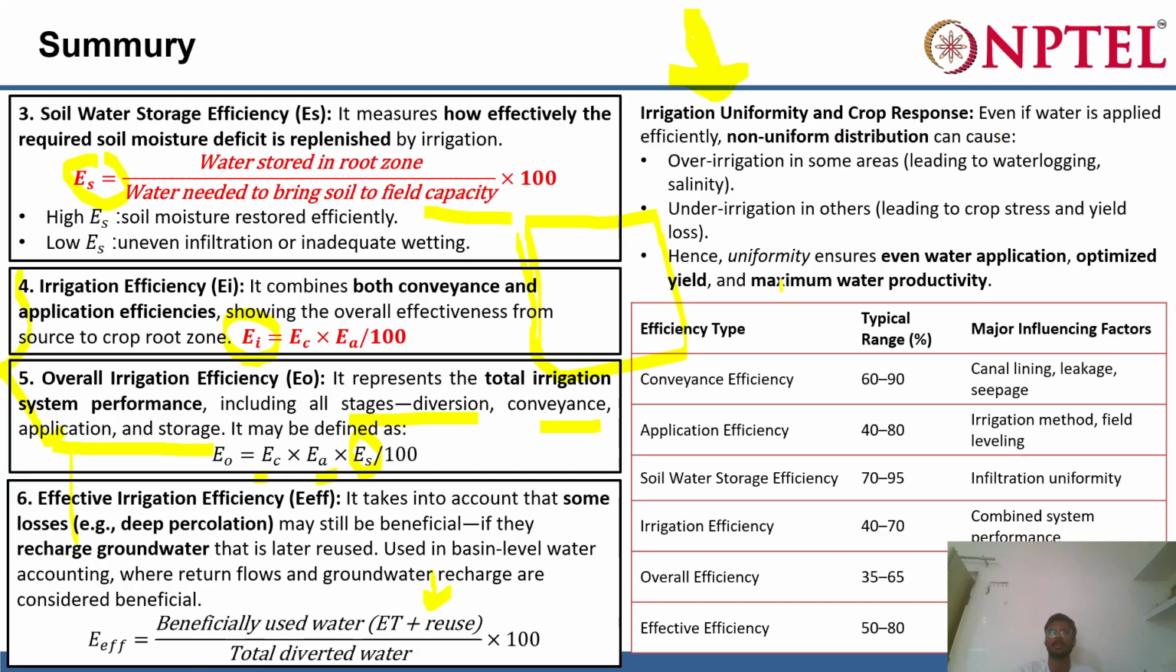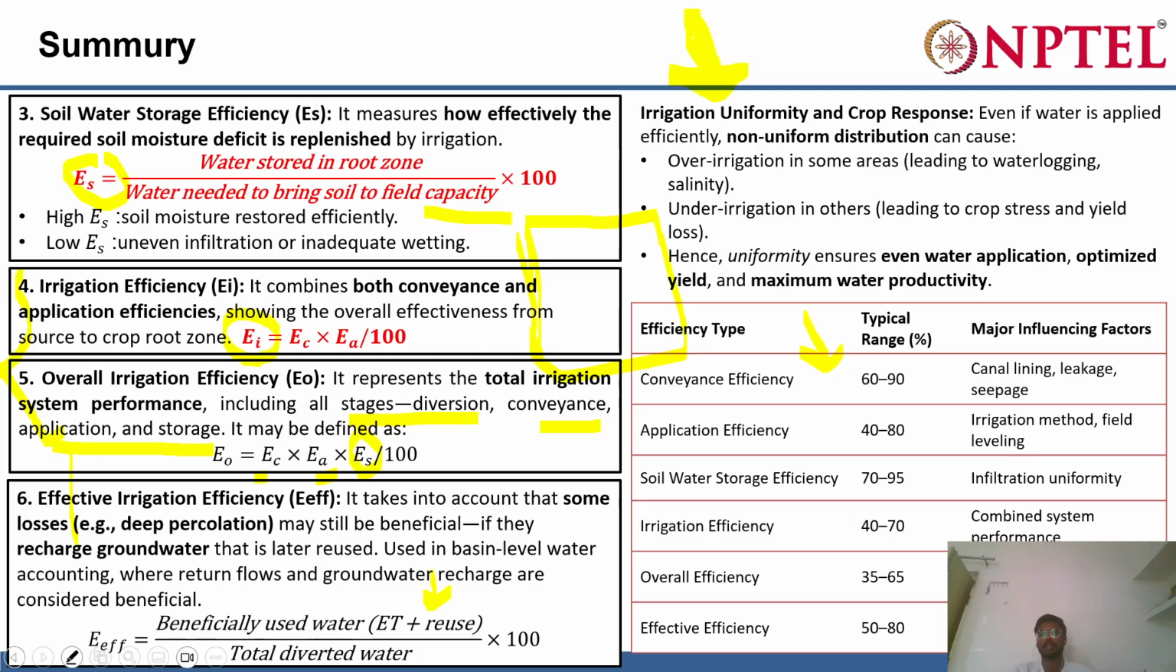So even if water is applied efficiently, non-uniform distribution can cause problems related to over irrigation in some areas and under irrigation in certain areas. That causes waterlogging, salinity as well as crop stress, and that directly impacts the crop. Therefore, ensuring uniformity and even water application throughout our field will help us to optimize the yield and maximize water productivity. So these are the efficiency types and their typical ranges.